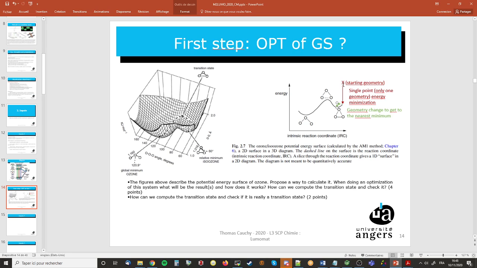But if you start here, the nearest local minima is this one. You will be in this geometry. So to get the global minima, you need to start around the geometry.